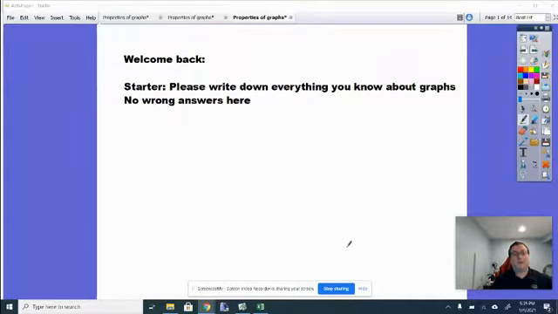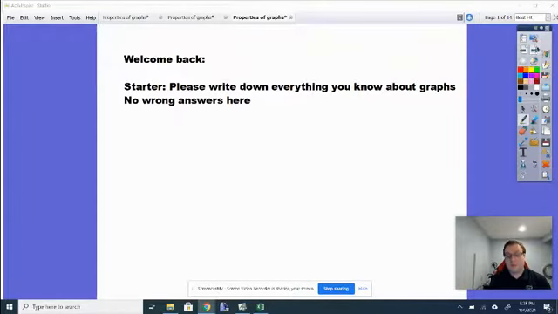Okay, so now you've done that, what I want you to do is box that off, okay? Because that's our starting point. That's what you already knew about graphs. And it could be anything. It could be things like graphs have X and Y axis. We talk about domain and range on graphs. It could be anything you wanted about graphs. There were no wrong answers here as long as it had to do with graphs.